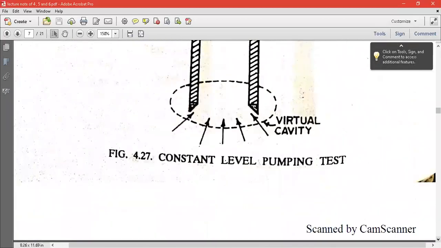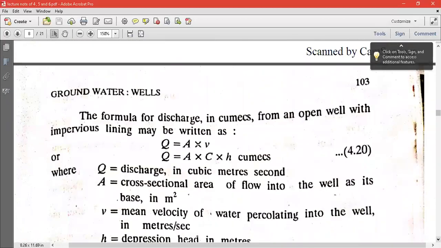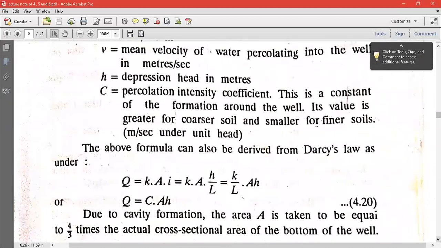Now what will be the expression? Let us see. We can see again the same Darcy's formula, Q equal to KAI. A is the area, Ki is the velocity, K is the coefficient of permeability, I is the hydraulic gradient. So I is nothing but H by L. H is the depression head, L is the horizontal length.